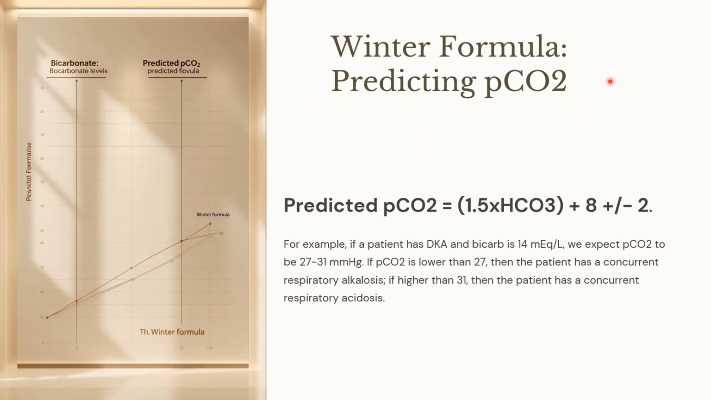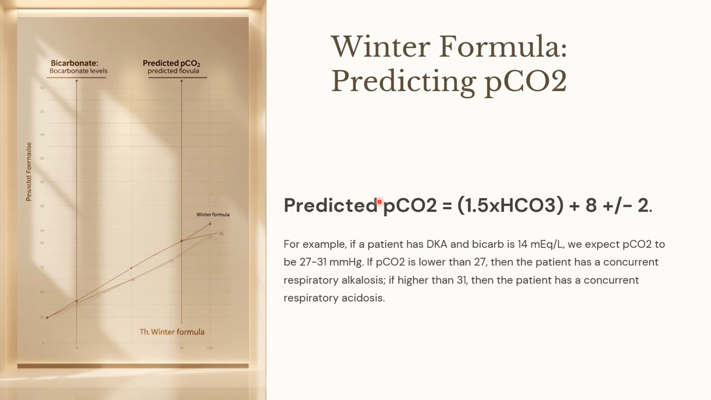Another important formula is the Winter formula, which is used for predicting the PCO2, the carbon dioxide. This is mainly because sometimes two metabolic disorders might coexist, which we should not confuse. Let's see the Winter formula. The PCO2 is 1.5 times the bicarbonate plus 8, plus or minus 2. So that is the range.